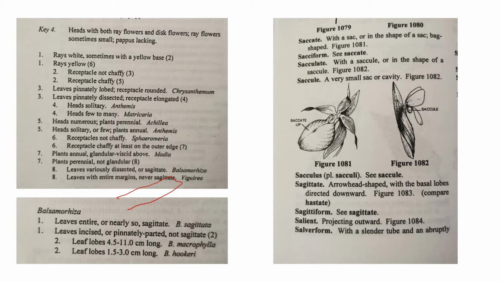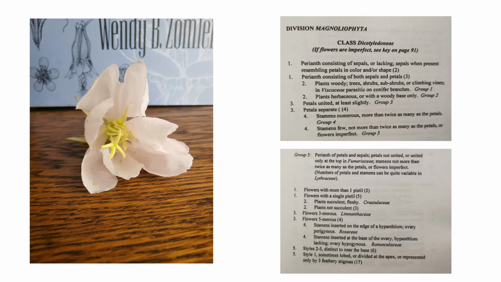And so we see we've got Balsamorrhiza sagittata. So we look here to start and see that the perianth does consist of both sepals and these petals. And so we can move to 3, and we see that the petals are separate here, and that the stamens are few, not more than twice as many as the petals. Okay, when we count these, there are not more than twice as many as the petals. So we find ourselves here in group 5.